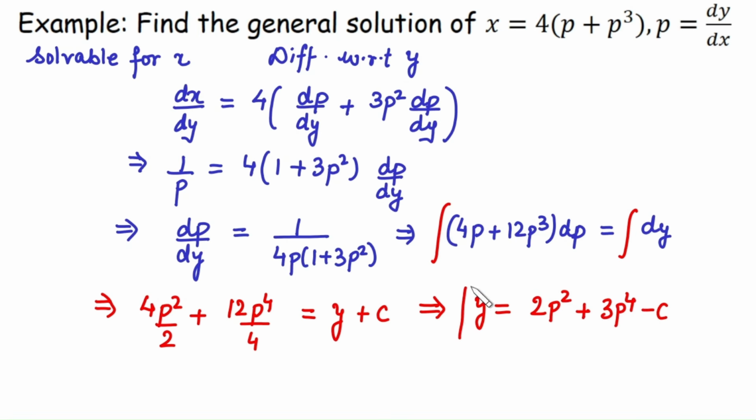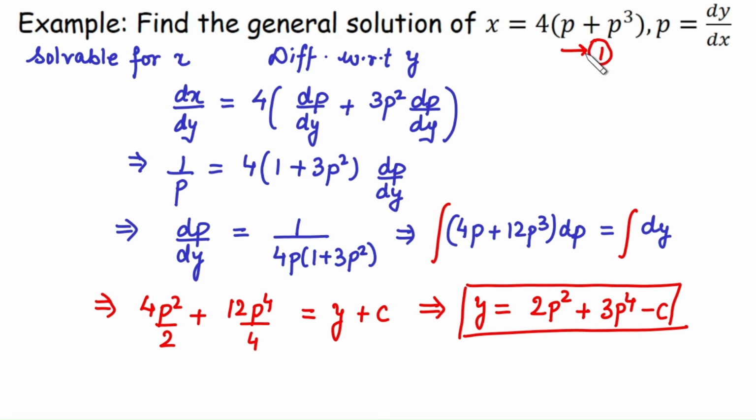Now think, can we write p in terms of y? Clearly it is not possible here. So rather than finding the value of p, we will find the value of y and substitute back into the equation. Now what is the equation? The equation is x equal to 4p + p³. It doesn't contain a y.